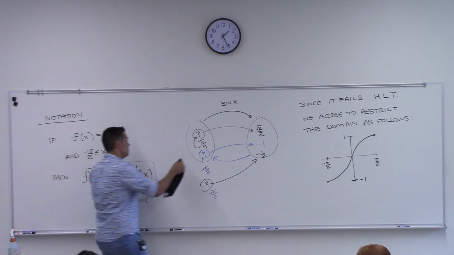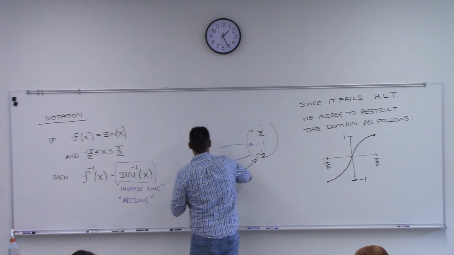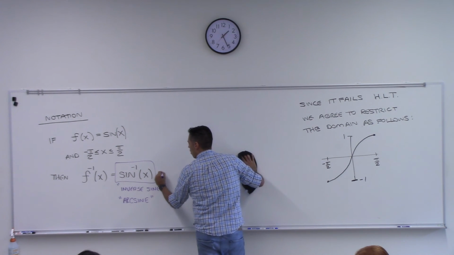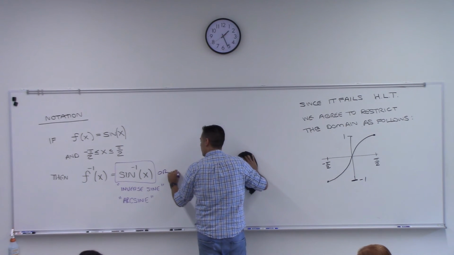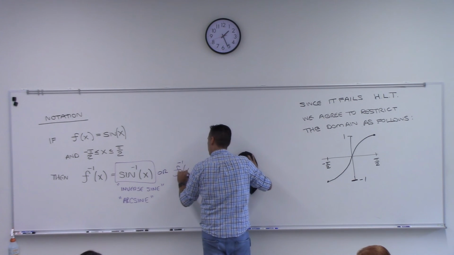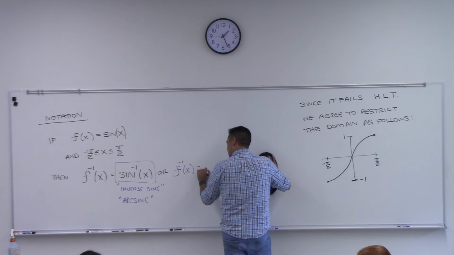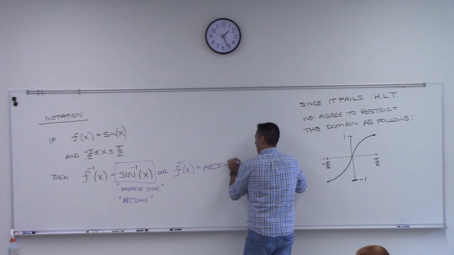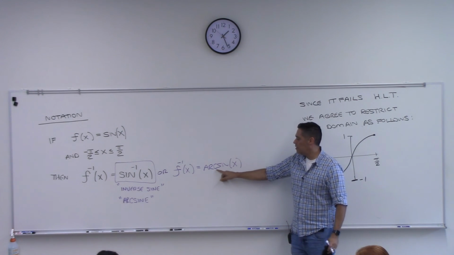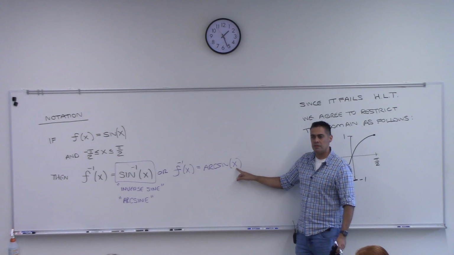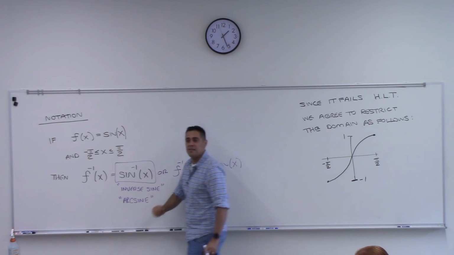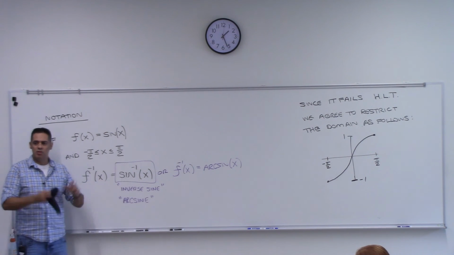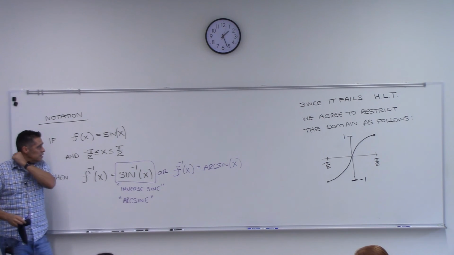Now, unfortunately, there's a second notation, and you're free to use either one. You can write this: f inverse of x equals arc sine x. That's the way it's written. Arc sine of x. They mean the same thing, but there's two different ways to write the same function.